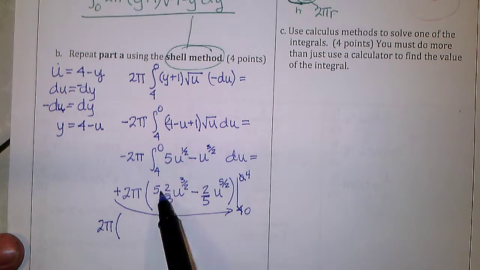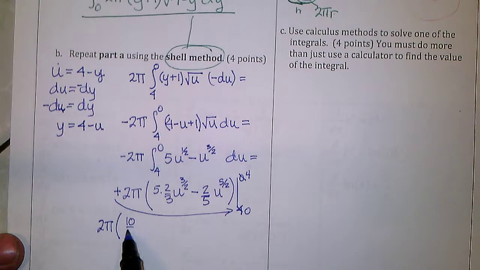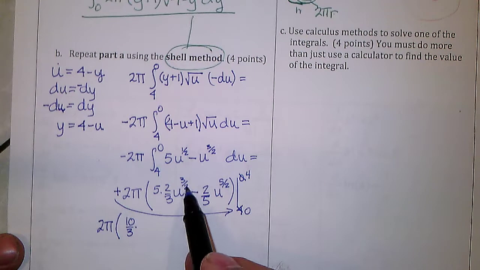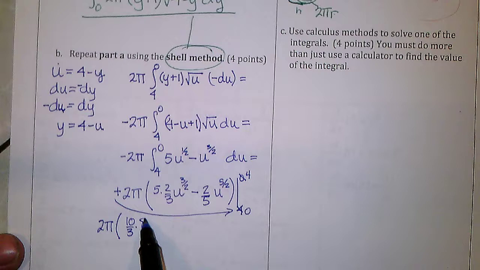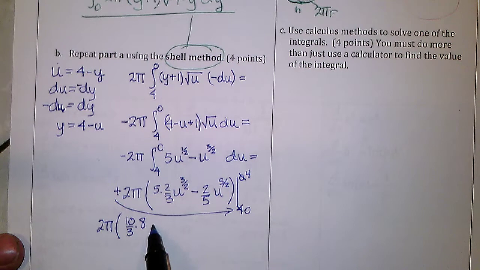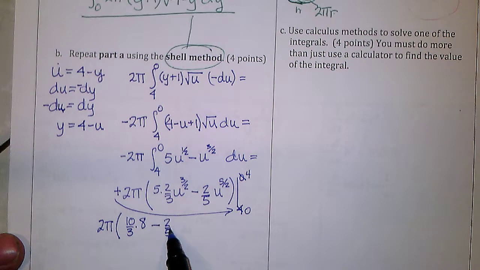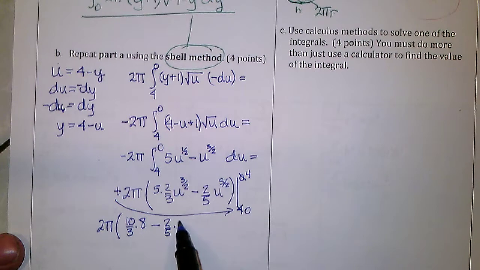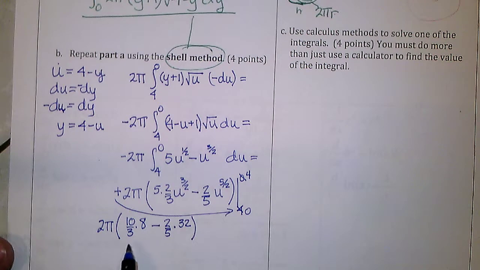So I'm going to put in the 4, and so I have 5 times 2, that's 10/3 times, if I put 4 in there, the denominator of the power says take the square root. So the square root of 4 is 2, cubed is 8, minus, put the 4 in here, and I'd have 2/5 times square root of 4 is 2 to the 5th is 32. So I've almost got it here.